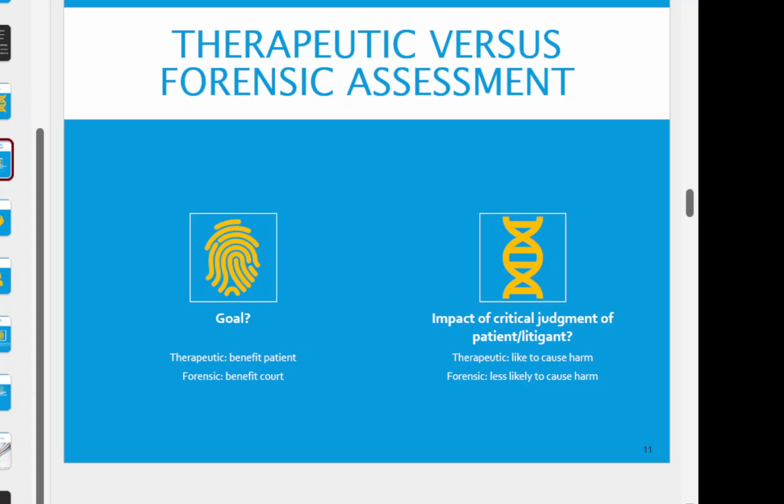Within forensic settings, a forensic psychologist would make it clear from the very beginning of their work together the purpose and the nature, and that there is no expectation of a therapeutic relationship now or ever. If we are transparent from the very beginning, any critical judgment that may arise is less likely to harm the defendant.